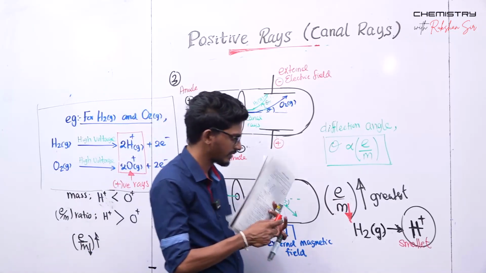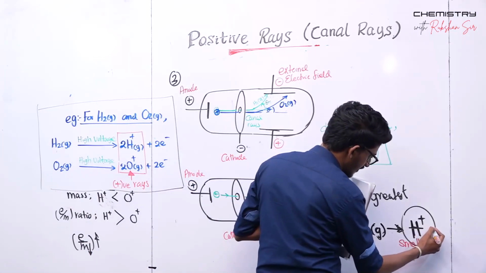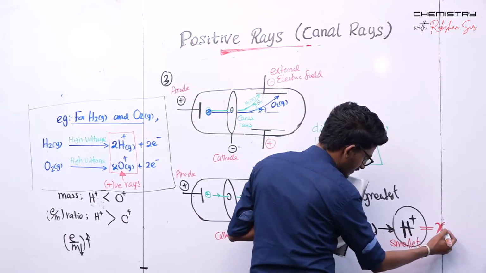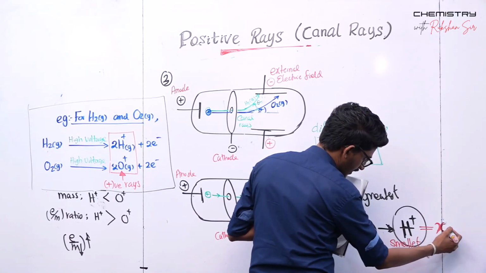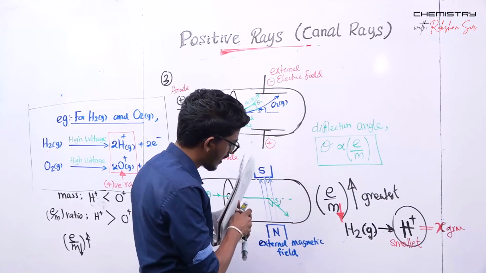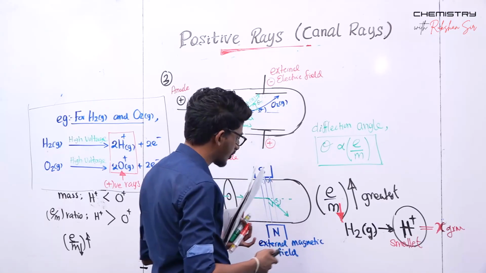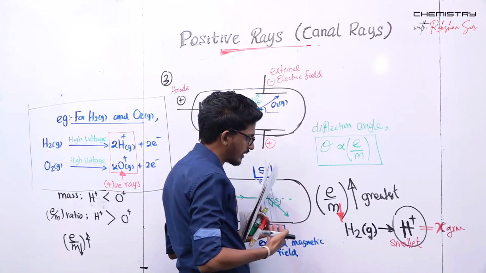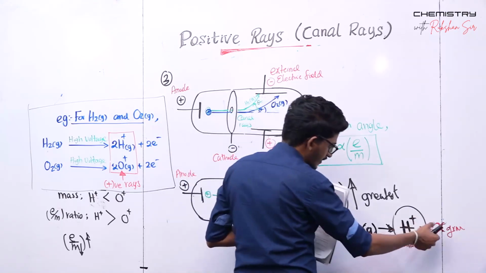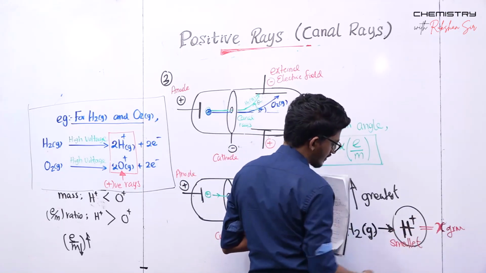The point is this. If this particle's mass is equal to x grams, let's say, I just put x grams, the other positive ray particles that came up with other gases carry masses which are multiples of this x.